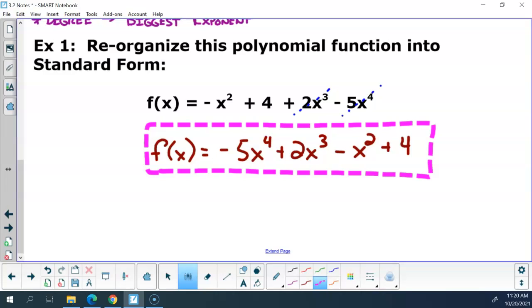What is then the lead coefficient? Hold on, I heard two different things. Wait a second. I heard negative 5 and I heard negative 5x. Negative 5 because it's just the number in front, right? Okay? So the lead coefficient is negative 5. What is the degree?